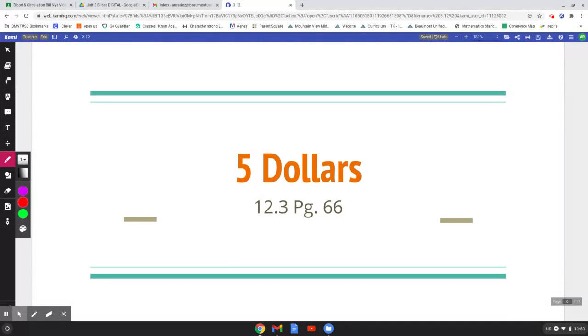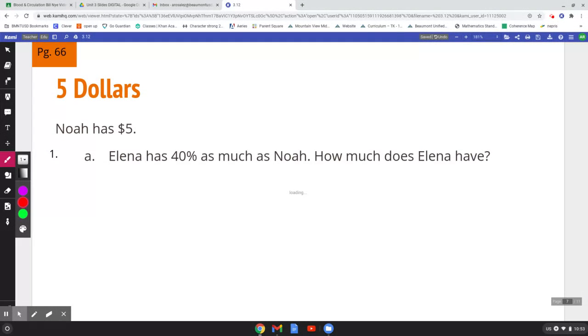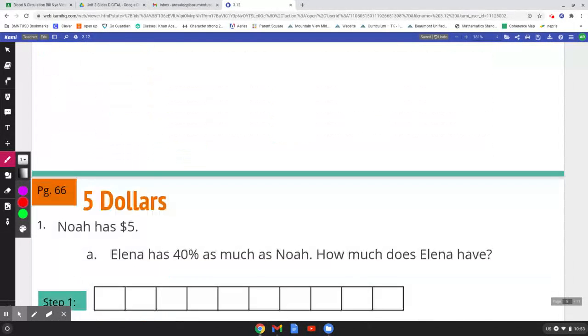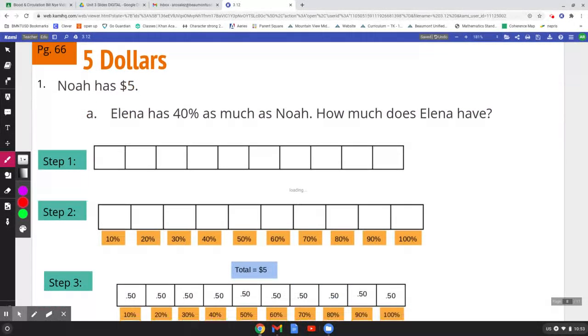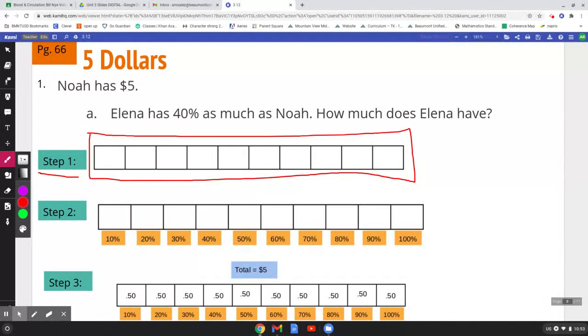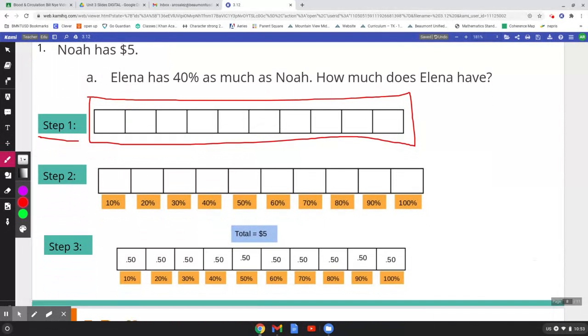All right, now we're talking about $5, page 66. So Noah has $5. And then it says Elena has 40% as much as Noah. Well, we know that Noah has 5. So that is going to be important to know. So what I did is I walked you through how to solve the problem on multiple slides. So I broke it down into percentages and a tape diagram. So the first step would be I gave it 10 boxes because it's out of 100%, right? That's all percentages are out of 100. So now step 2, I gave each box a percent.